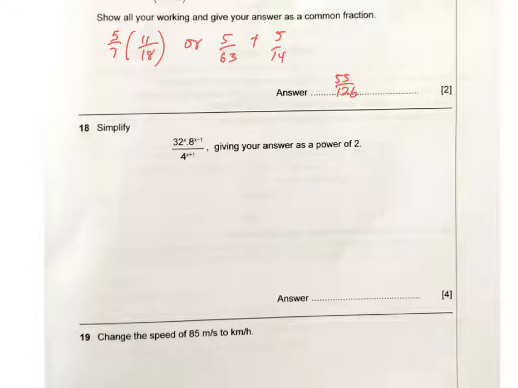Simplify 32 power x times 8 to the power x minus 1 over 4 to the power x plus 1, giving your answer as a power of 2. Which means we need to leave our answer as 2 power something. Now you can see that the 32, the 8, and the 4 are all powers of 2. So what you do is factorize them.